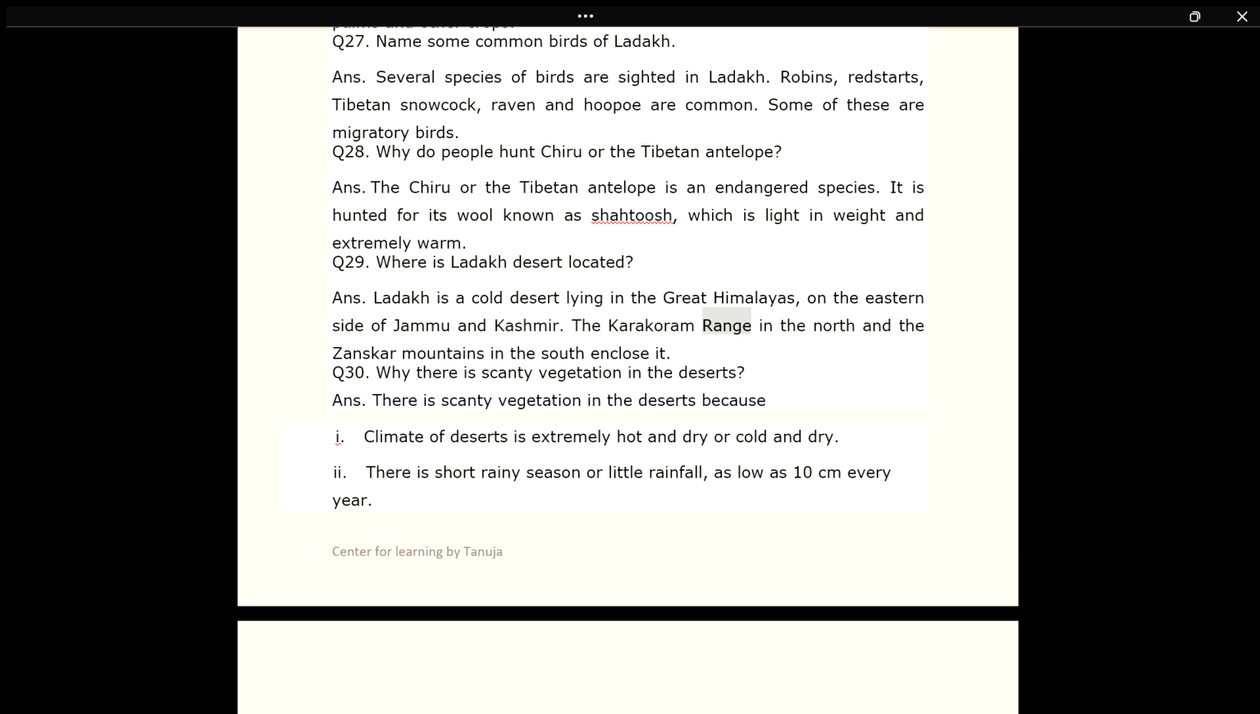The Karakoram Range in the north and the Zanskar Mountains in the south enclose it.